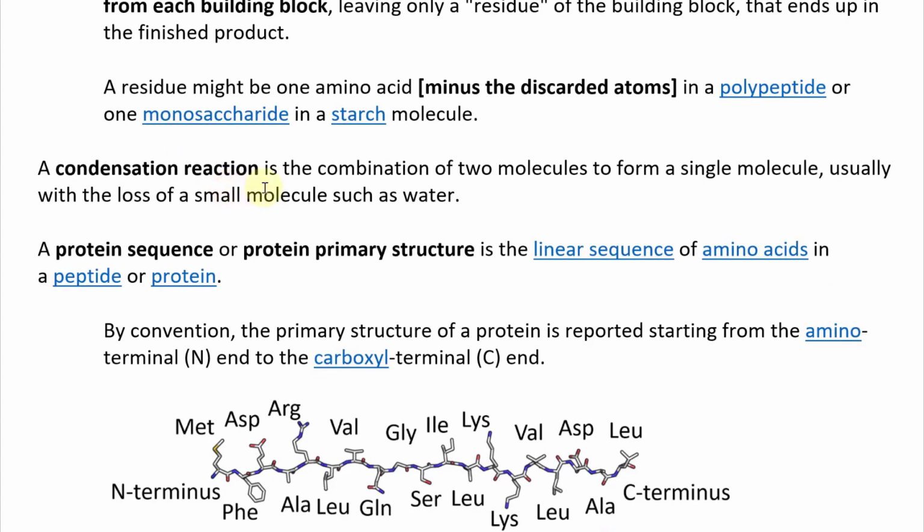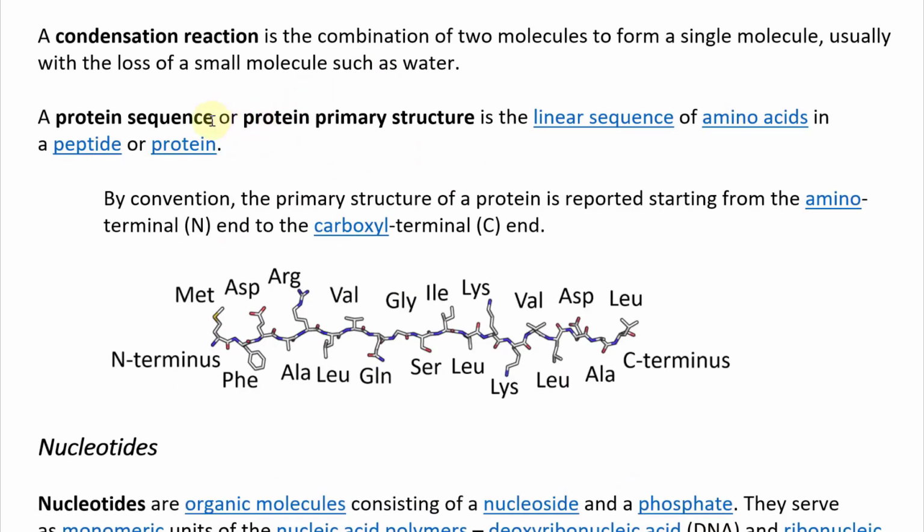A condensation reaction is the combination of two molecules to form a single molecule, usually with the loss of a small molecule such as water. So a protein sequence, or protein primary structure, is the linear sequence of amino acids in a peptide or protein, which is just a whole bunch of peptides.